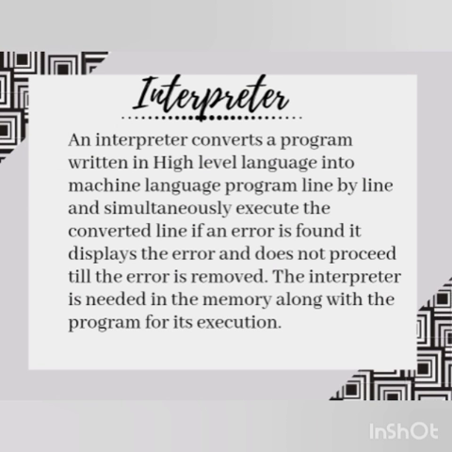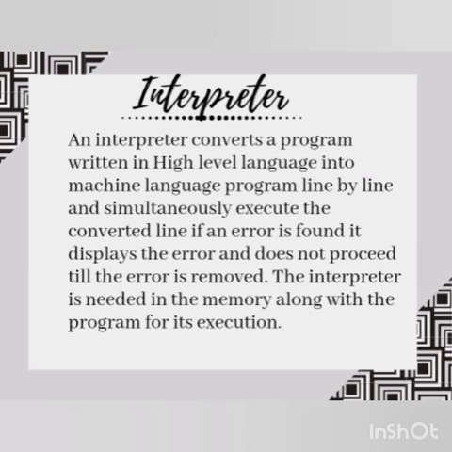Now let's discuss the last type of language processor, that is the interpreter. An interpreter is also used to convert a program written in high level language into machine language, but it converts the data line by line, and if any error is found, we first have to correct that error. Until we correct that error, the interpreter will not convert the further data into machine language. So this is how an interpreter is different from a compiler.